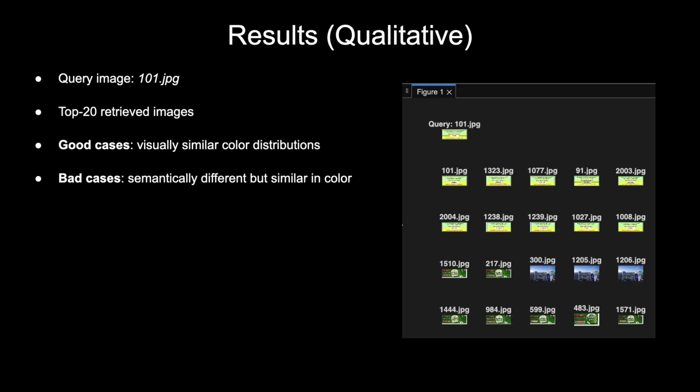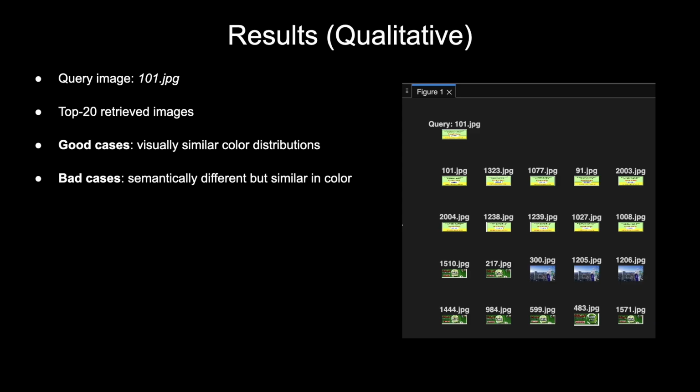These are the results, the qualitative ones. Here we show a retrieval example using query image 101.jpg. On the left is the query image. The following images are the top 20 retrieved results based on histogram similarity. We observe that the system performs well in retrieving images with similar dominant colors.